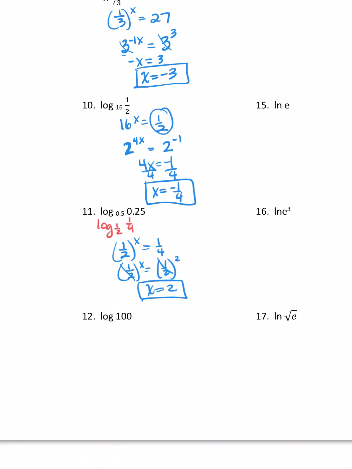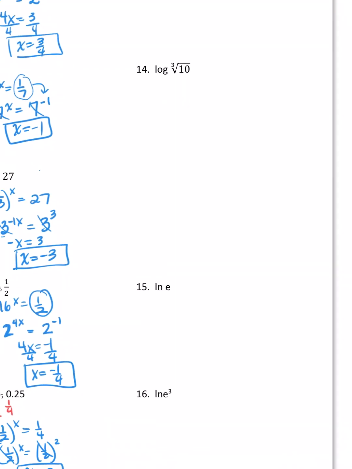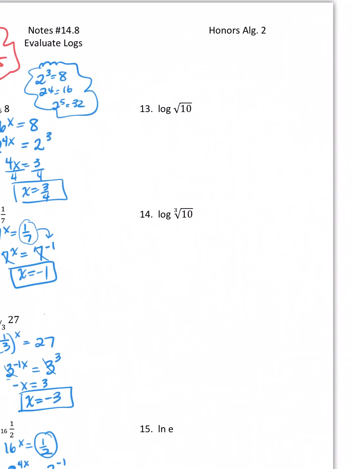Number 12. What is my base here? Well, it's 10 to the x equals 100. So my base is 10. 100 is 10 squared. Bases drop, exponents equal, and we're done. No further solving there.